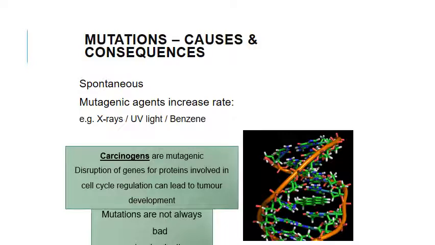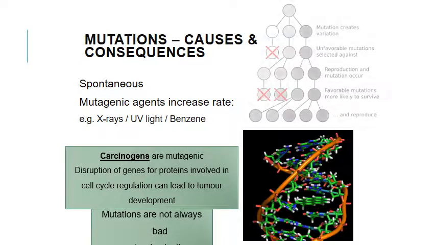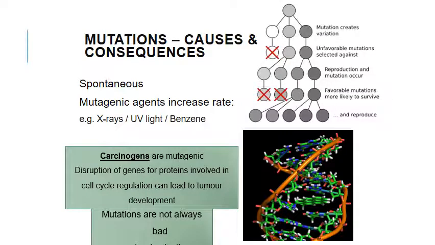Mutations are not always bad. In fact, they are important for natural selection, for the production of new alleles, which may have a beneficial effect, may increase reproductive success. So here we can see a mutation which creates variation. Obviously we know that natural selection depends on there being mutation present in a population.